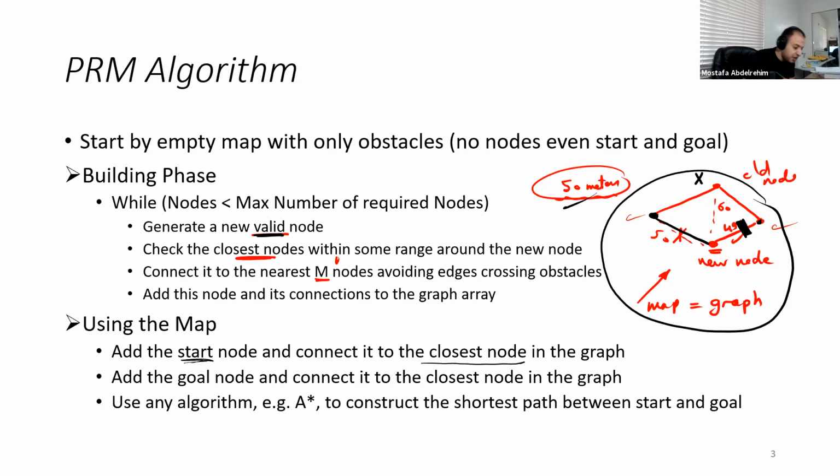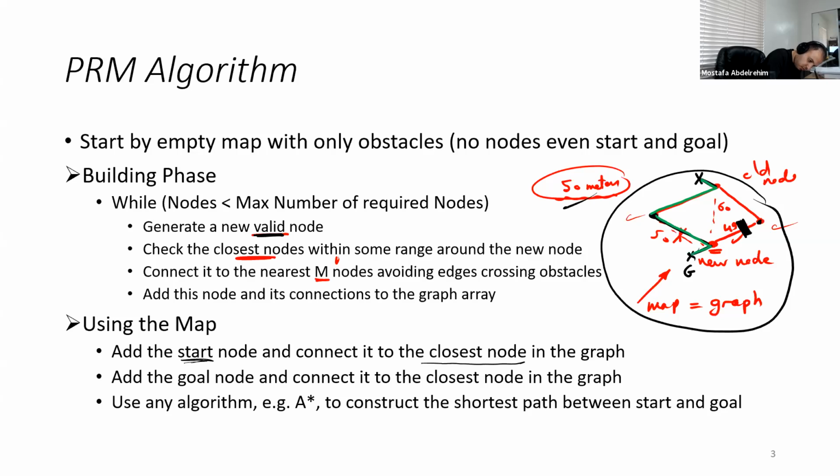Where is the closest node here? This one. So you connect it to this node. Let's assume that this is the goal node here. What is the closest node? This is the closest node. Then you use A star or BFS, any algorithm that you learned so far, and construct the path between the start and the goal, something like this.